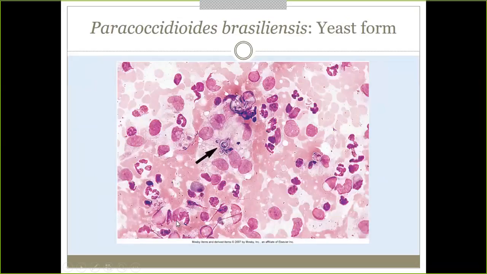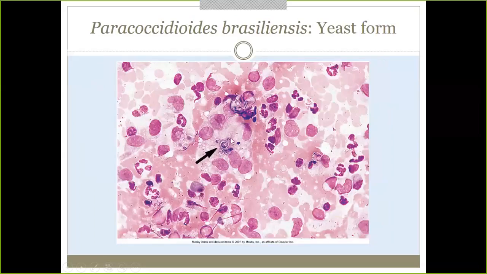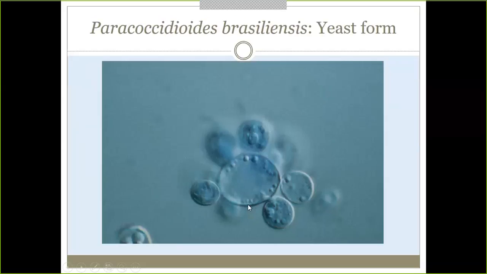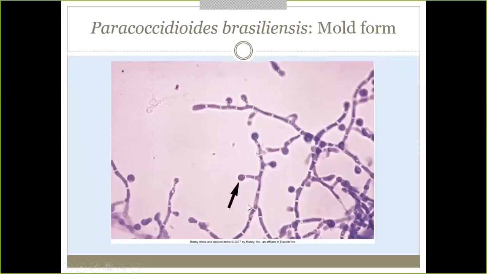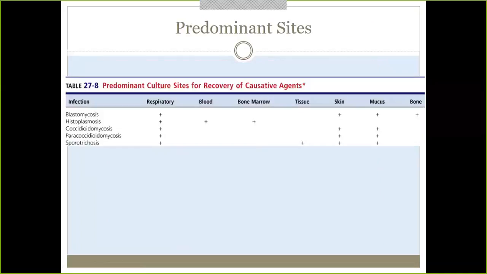So here, this is a closer-up view. It kind of has the yeast doing spokes off of there, looking like a wheel. It's not a perfect representation. Use a little imagination. I always think of it like, oh, I'm sailing to Brazil. That's how I remember this is the mariner's wheel one. All right, and this is the mold phase. You don't have to know the mold phase, just the yeast phase on this one.